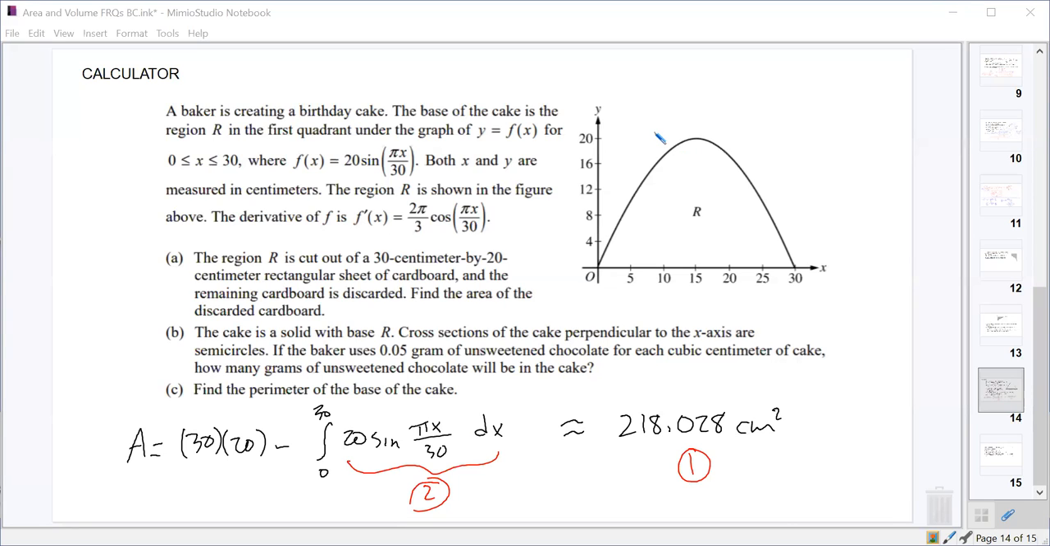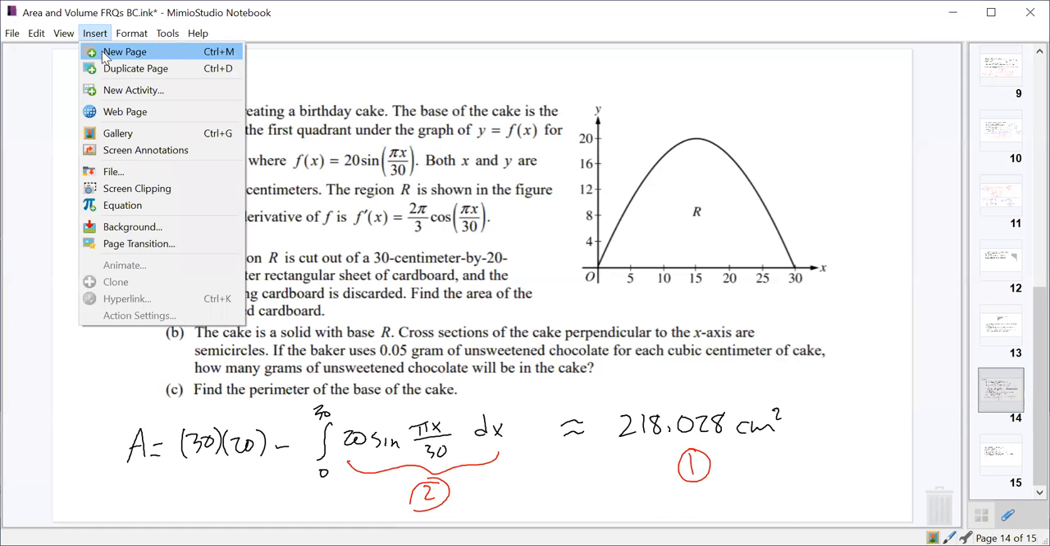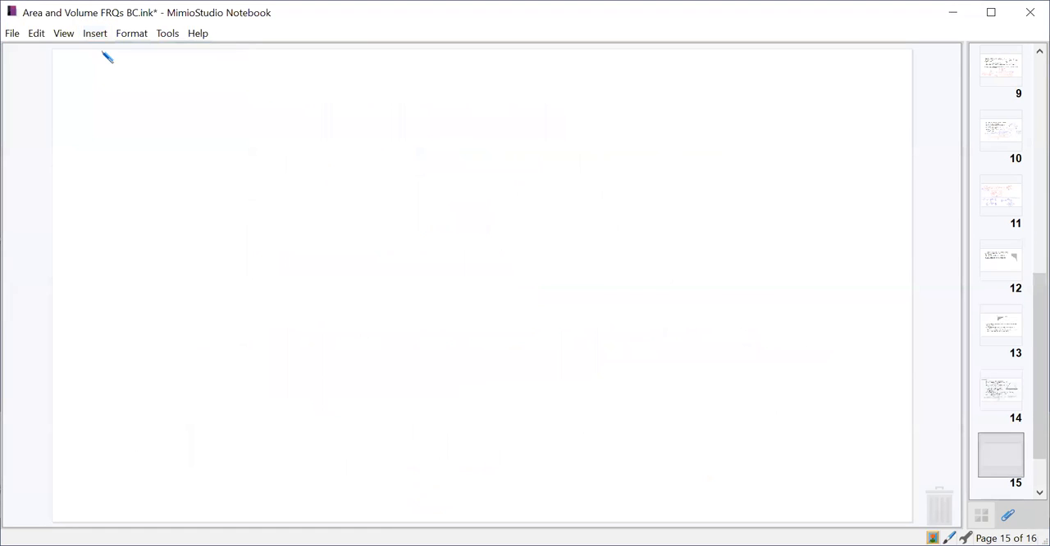Now our cake is a solid with a base of R, and cross sections of the cake perpendicular to the x-axis are semicircles, and the baker is going to use 0.05 of a gram of unsweetened chocolate for each cubic centimeter of cake. How many grams will be in the cake? Oh my goodness, what an exciting question. Get this. Those of you that want to be a baker, you can use calculus to determine your costs. How fun and exciting. So first off, we'll find an expression for the volume.